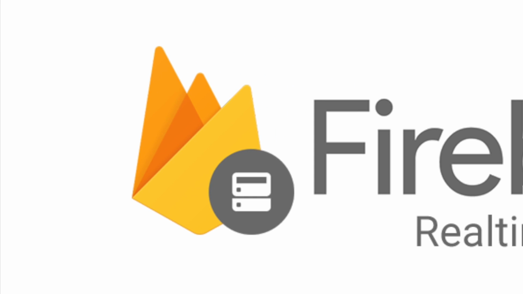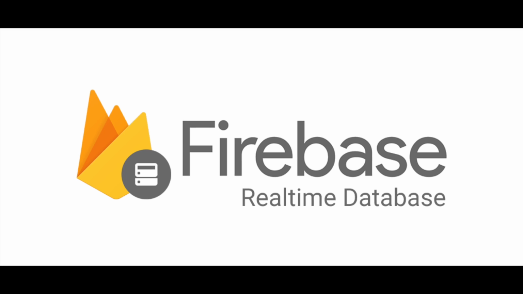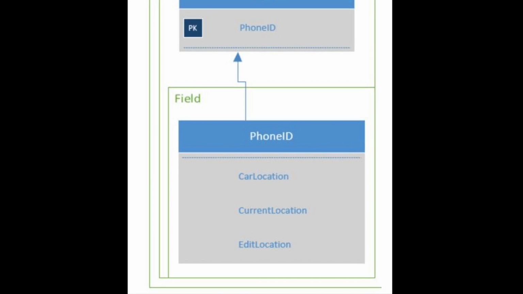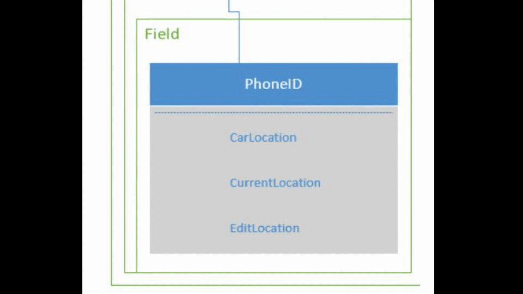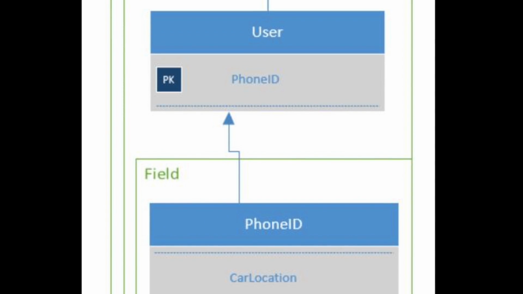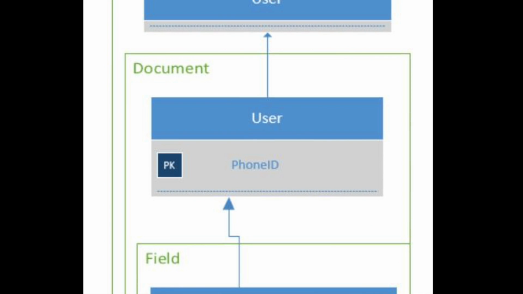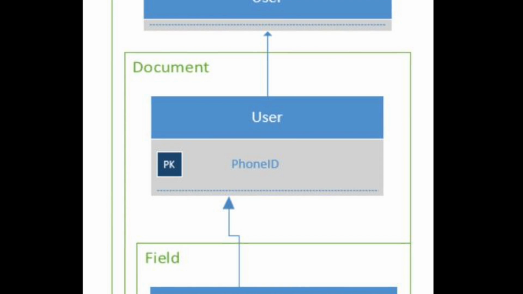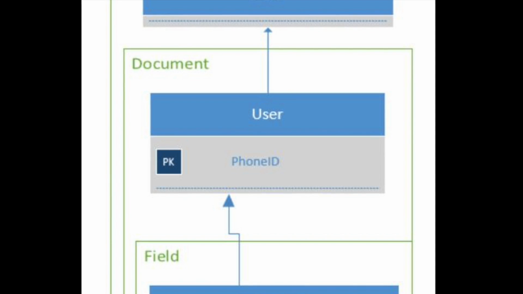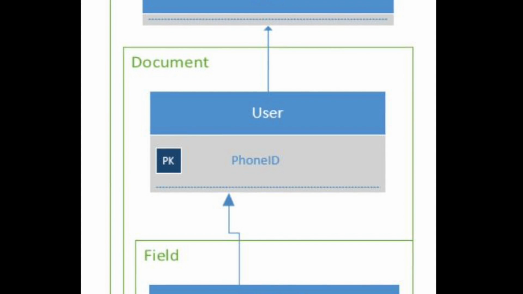For our app, the database we are using is Firebase, which is a real-time cloud database. The database will use a GeoFire add-on, which allows the user object to store the location of the user's car, the user's current location, and even edit their location by the phone ID key that is associated with the user. And this is done by passing the phone ID key to a set location method, which returns a string that contains both the longitude and the latitude coordinates.